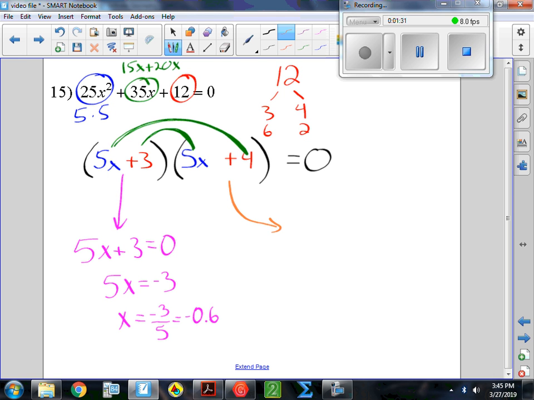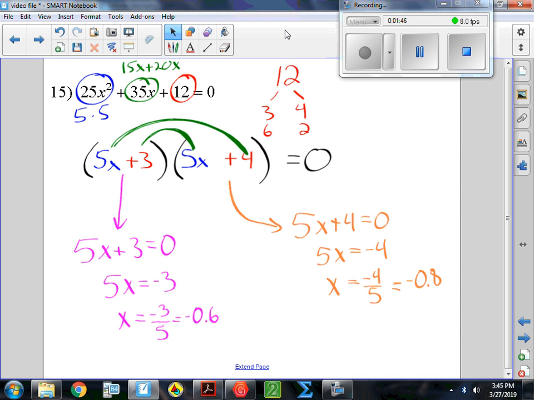For my other factor, 5x plus 4 is equal to 0. So if I subtract 4 on both sides, 5x equals -4. And if I divide by 5, I get -4/5 or -0.8. And those are my two solutions that I could plug in for x, and that will make my equation equal 0.